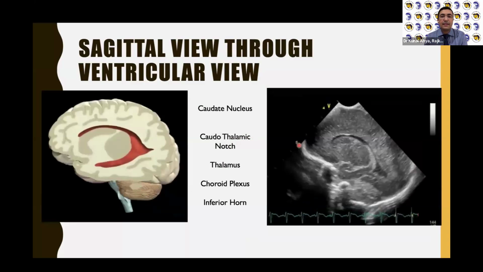So one by one, we'll see that this is the caudate nucleus. This is the caudothalamic groove. And this is the thalamus. So the groove in between the caudate nucleus and the thalamus is called the caudothalamic groove or the caudothalamic notch. Why is it important? Because the choroid plexus starts from the caudothalamic groove.